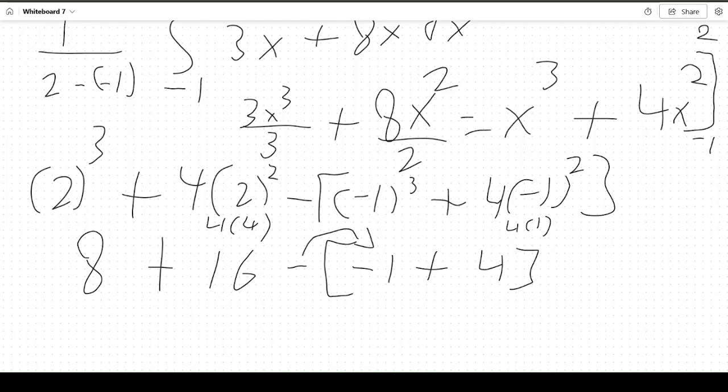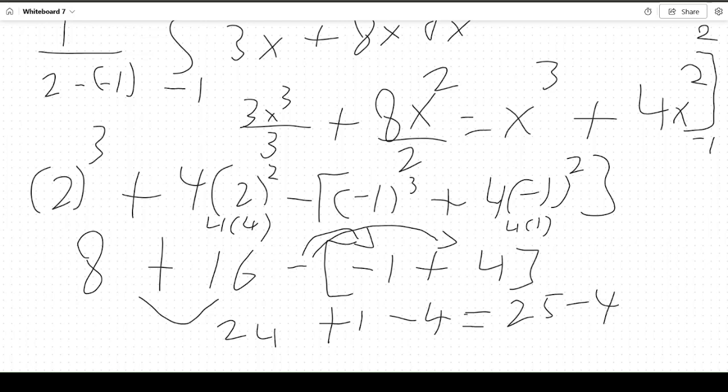And let's distribute these negatives to these values. So -1 times -1 would be +1. I mean, negative times negative equals positive, so it would be +1. Negative times positive would be -4. 16 plus 8 would be 24. 25 minus 4 would be 21.